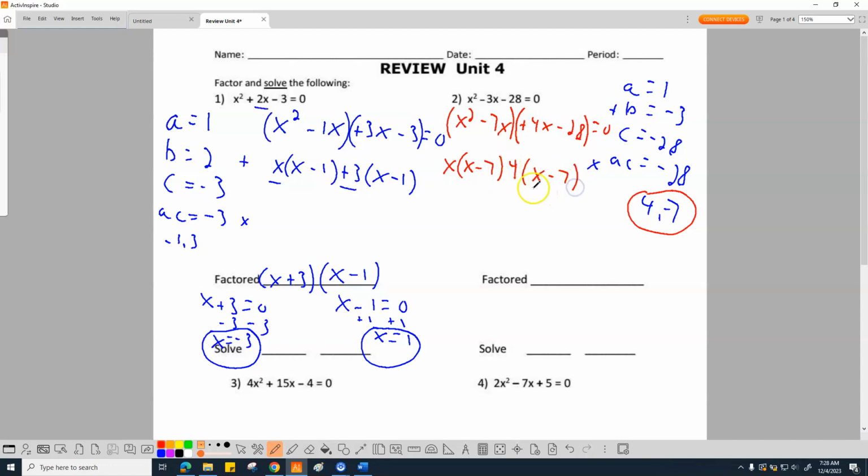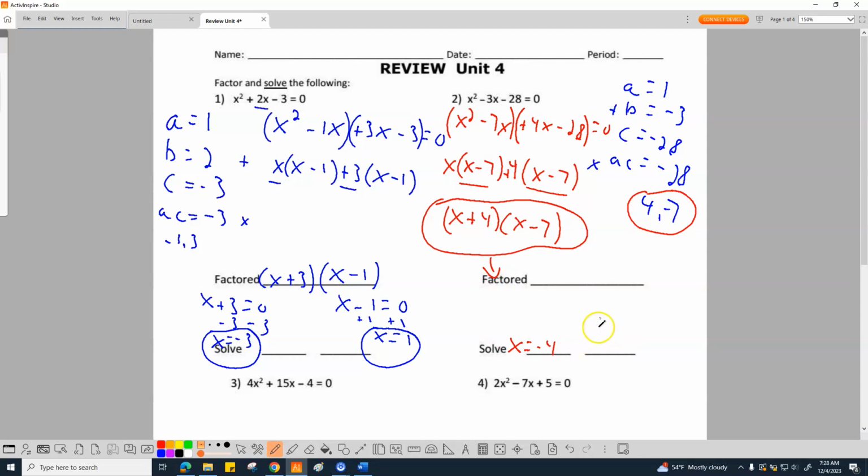And again, you know you're doing the right work if those match. So I take out the x plus 4, which is that one right there, and then the x minus 7. So that is my factored stuff, and that goes right here in that line. Now to solve it, I set both of these equal to 0, so x plus 4 equal to 0. I can just switch the sign to x equals negative 4, and then x minus 7 equal to 0 is x equals 7.